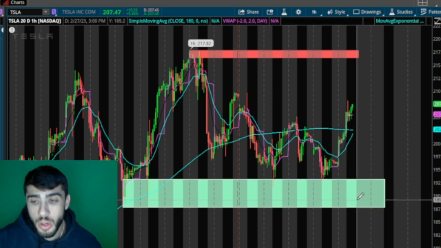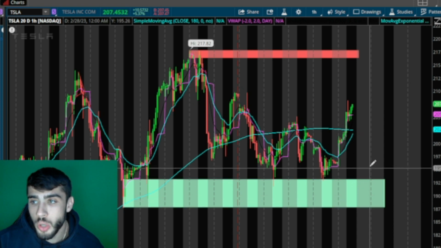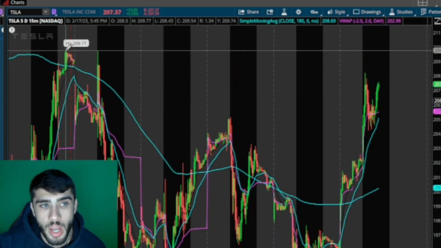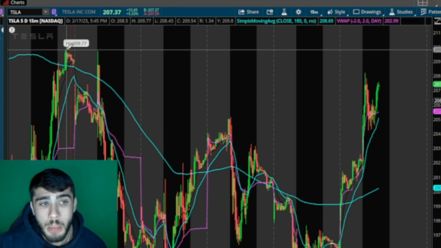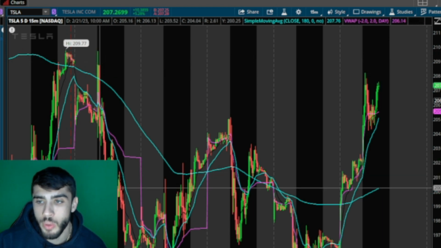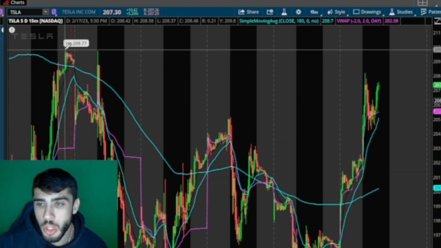Now that we have higher time frame supply and demand charted, let's go to the smaller time frames. On the 15-minute chart, we can see a high of 209.77 in the aftermarket, but then we gap down, we come back and retest that area and make a significant move to the downside. Therefore, I want to chart this area.